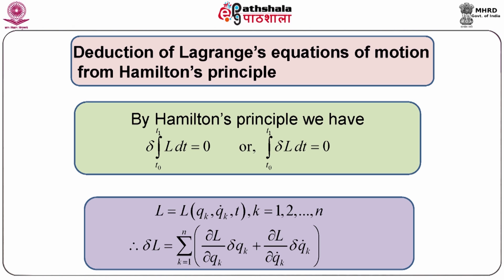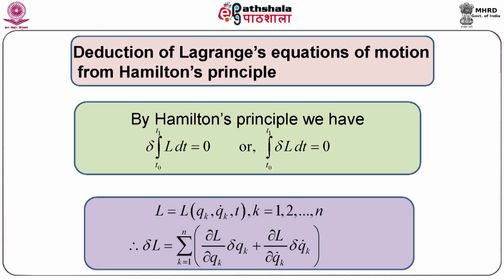That is, delta integration over t0 to t1 of L dt equals 0. If we consider the delta variation under the integral sign, then we have integration t0 to t1 of delta L dt equal to 0. Now, the Lagrangian L is a function of generalized coordinates qk, generalized velocities qk dot, and time t, for k equal to 1, 2 up to n.